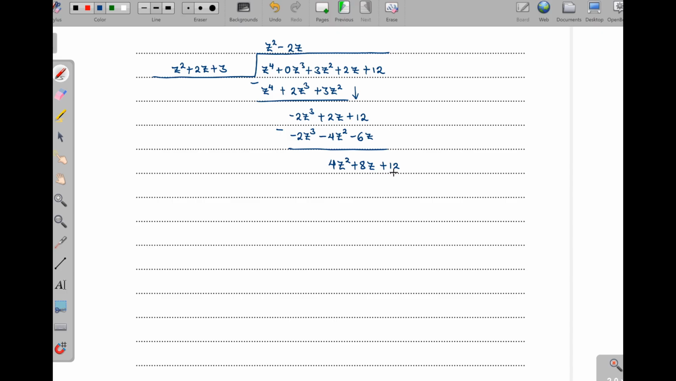Now we proceed. We are going to have 4z squared divided by z squared. That will be a 4. Then z times the 4. Here you get, z squared times the 4. That is 4z squared. 2z times the 4. That will be 8z. And then 3 times the 4. Then you get the 12. So when we subtract, then this one disappears.